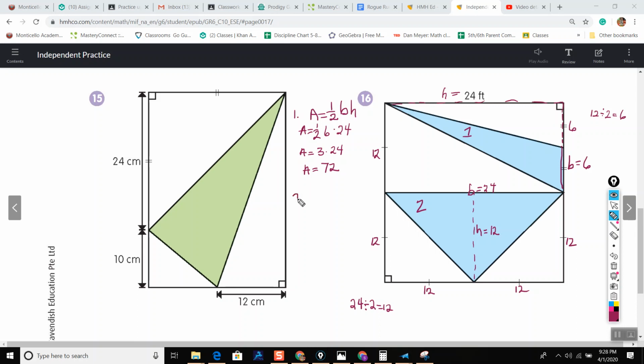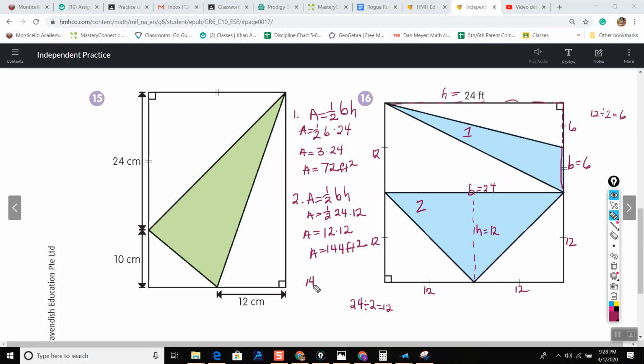Okay, so now let's find number 2. So what's our measurement here? Feet. Okay, so let's do this second one. Base and height. So our area is 1/2 of our base, which is 24, our height, which is 12. Area is equal to half of 24 is 12, multiplied by 12. Area is equal to 144 feet squared.